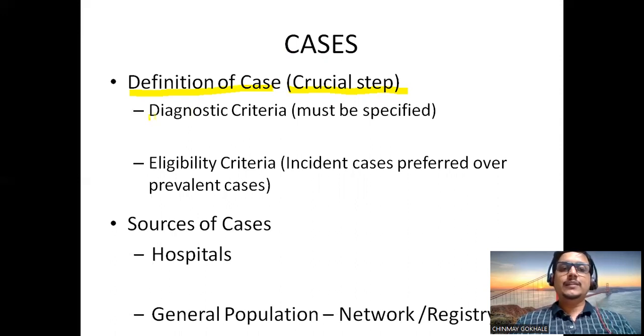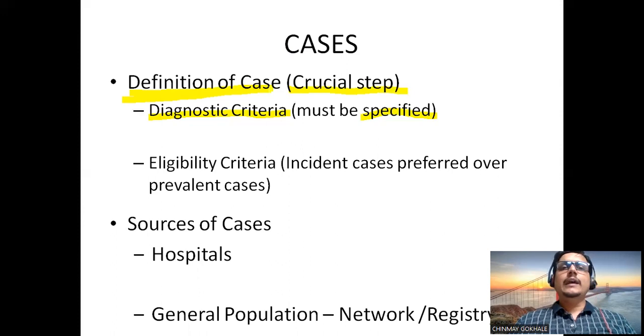The diagnostic criteria which you are going to use has to be specified in crystal clear terms. So you cannot just say breast cancer. You have to say which stage of breast cancer and how you are going to consider the diagnosis of that breast cancer. Are you going to use mammography? Are you going to use MRI? Are you going to just use self-examination, or are you going to use a combination of all these? It has to be crystal clear in this definition of cases.